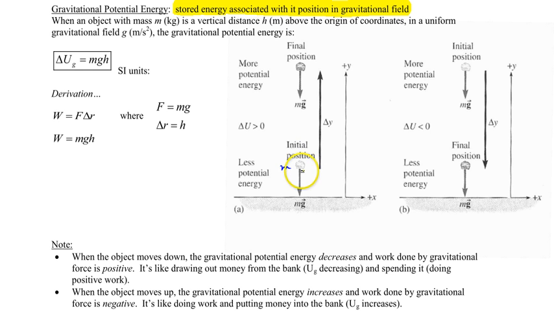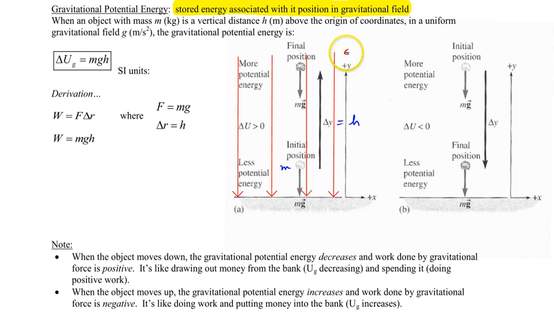Suppose you lift some object, a rock for example, with a mass m measured in kilograms to some vertical height, delta y, which I'll relabel as h, within some uniform gravitational field, which I've shown with these red arrows. The gravitational field, by the way, has a magnitude of 9.8 meters per second squared downwards when you're near the surface of the Earth.